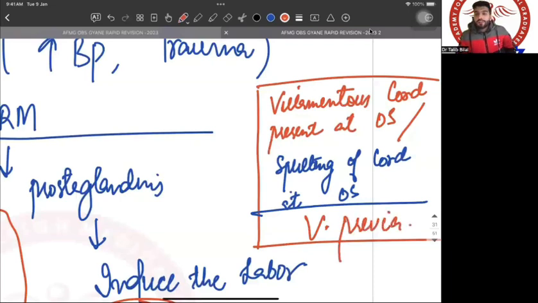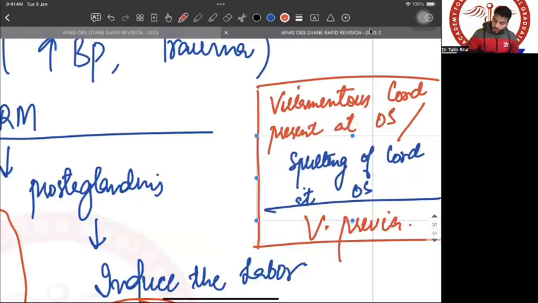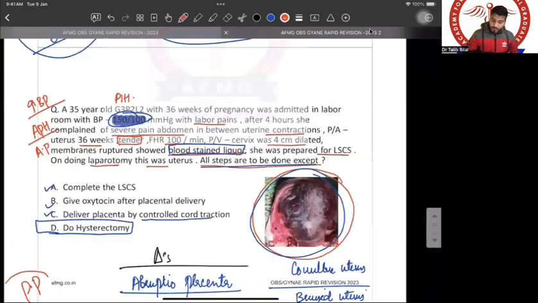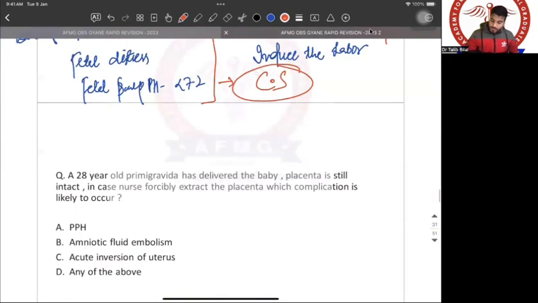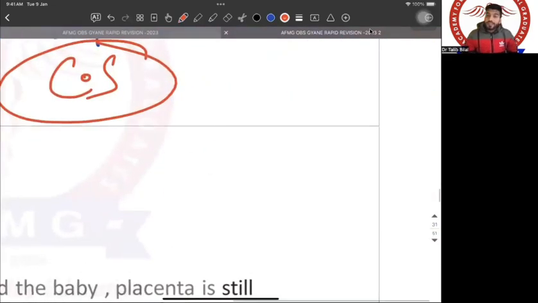Then, guys, to differentiate the bleed, whether it is from the mother's side or the fetal side, we do a test called Apt test. Which test do we do, guys? Apt test, or Singer's alkali test, the other name.